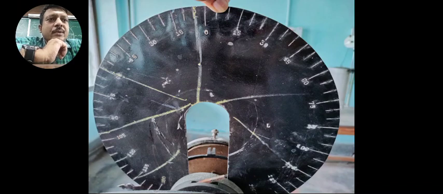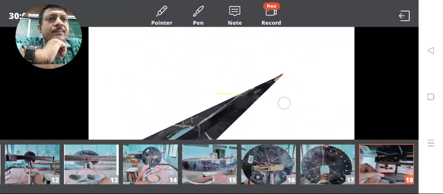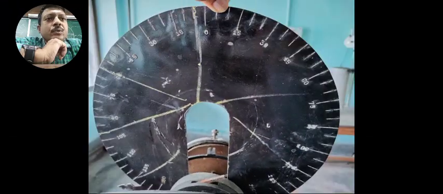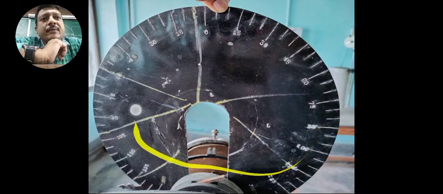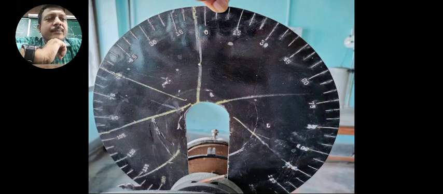Now this is the close view of the chart marker, with a total of 360 degrees, starting from 0, 15, 45. 0 remains at the uppermost point, and 180 at the lowermost point. This is 90 degrees right temporal, and this is 90 degrees left temporal. Total 360 degrees on the chart marker.